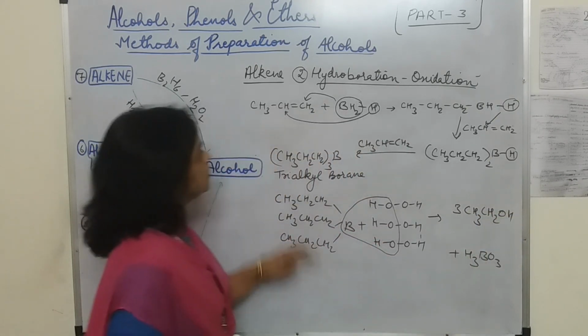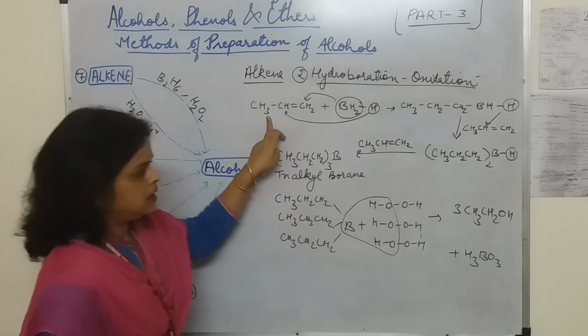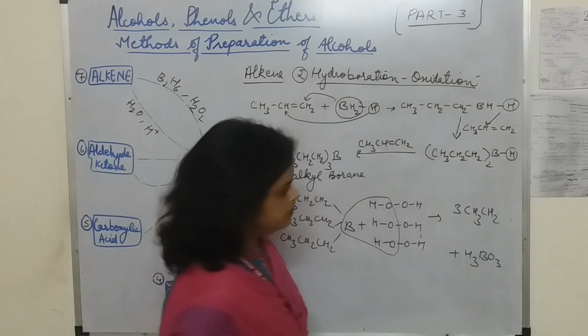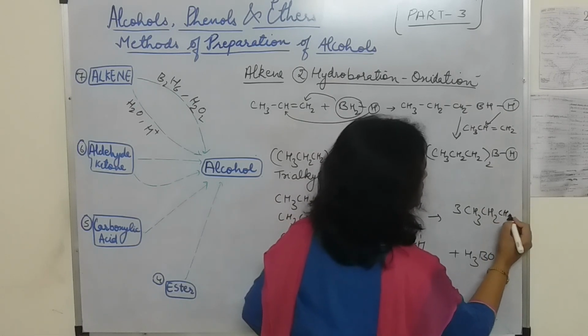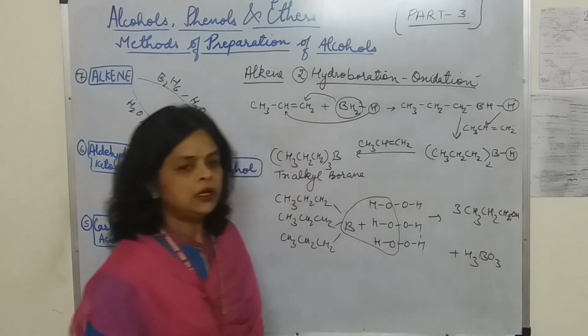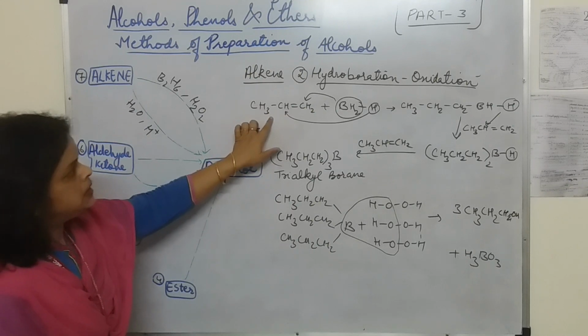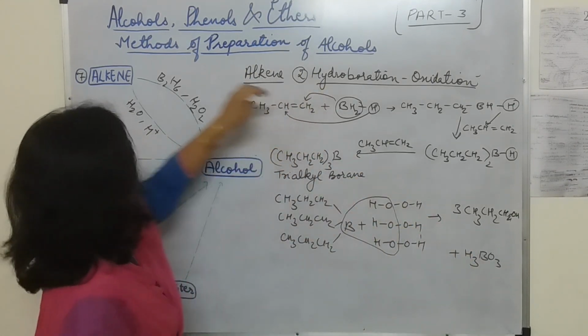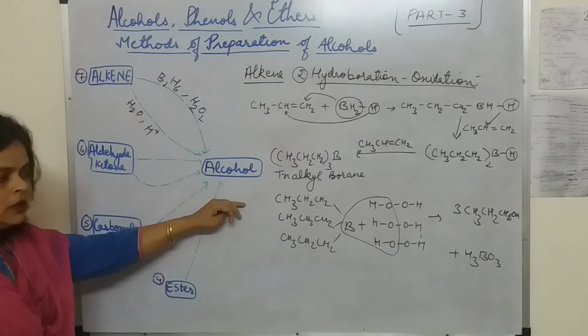Okay, so in this way this alkene has been converted. Sorry, one more carbon I have to write over here, because we have taken a 3 carbon alkene, so we will get a 3 carbon alcohol. So in this way, this alkene has been converted into alcohol. So there are 2 methods by which alkene can be converted into alcohol.